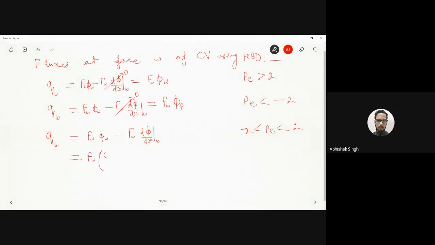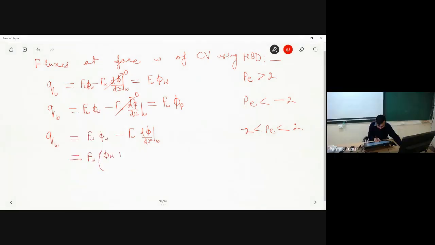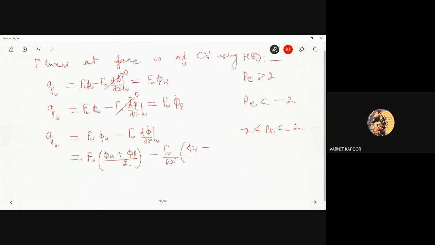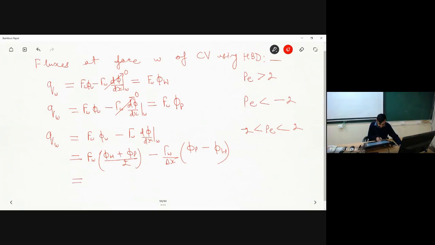Phi W plus phi P divided by 2. And what will be the value for this? This will be phi P minus phi W. Okay, so now you segregate. Let us consider FW as common outside.